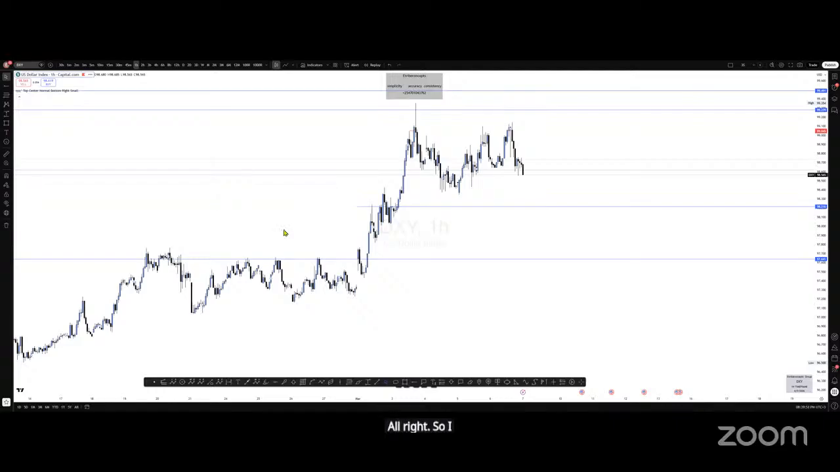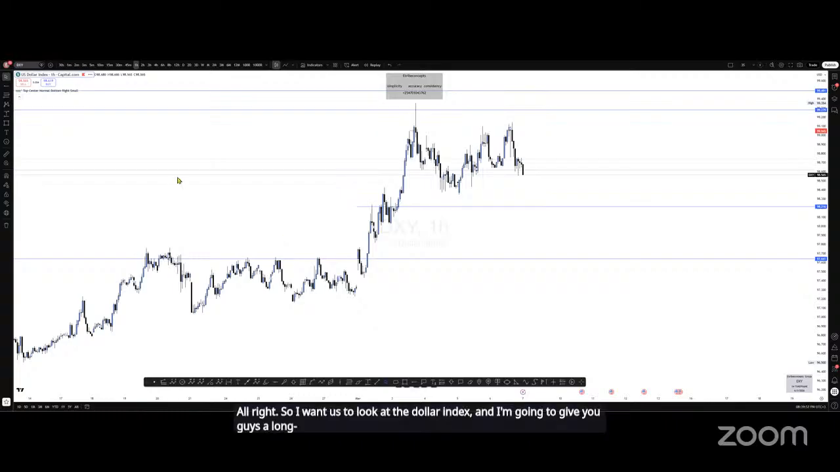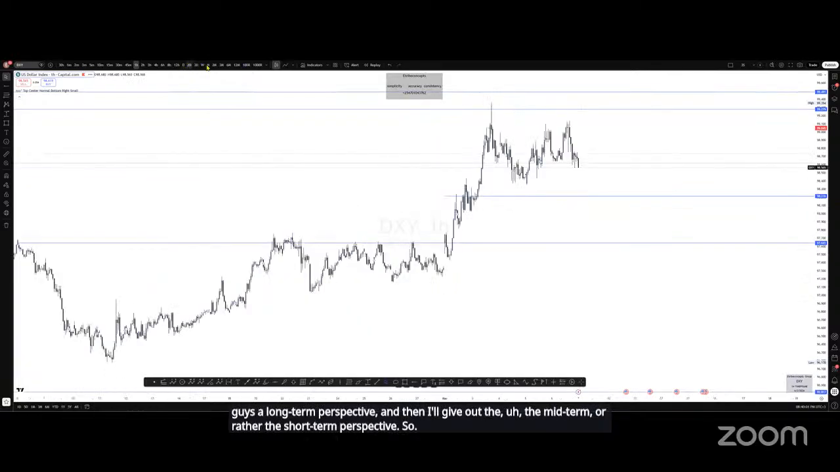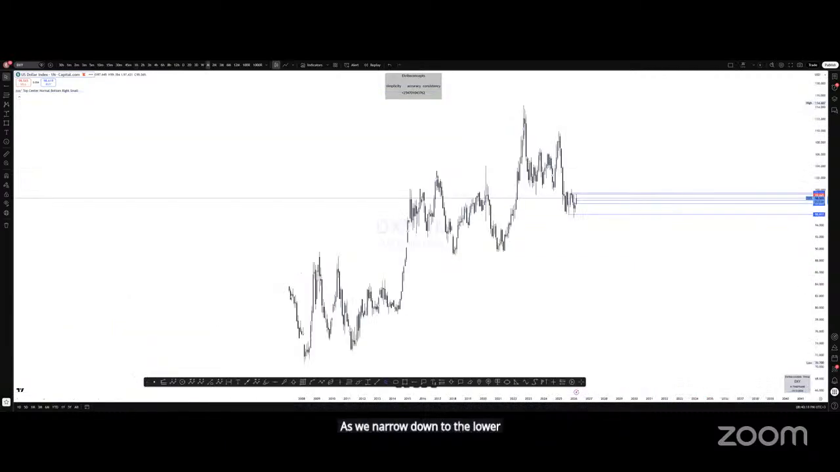So I want us to look at the dollar index, and I'm going to give you guys a long-term perspective, and then I'll give the short-term perspective. So we're going to break our charts from the higher time frames as we narrow down to the lower time frames.